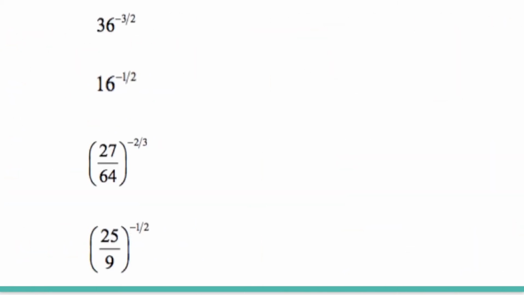So a few harder ones to have a think about. We did some of these in the lesson. 36 to the minus 3 over 2. So that's asking me to do 36, but it's 1 over 36 because I'm using my negative, and that's still to the 3 over 2. Now I need to square root everything for the 2 at the bottom.